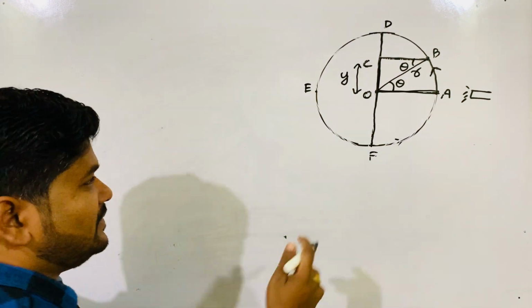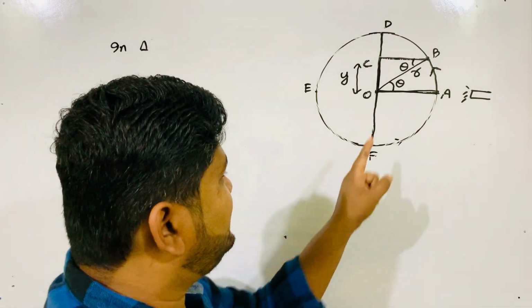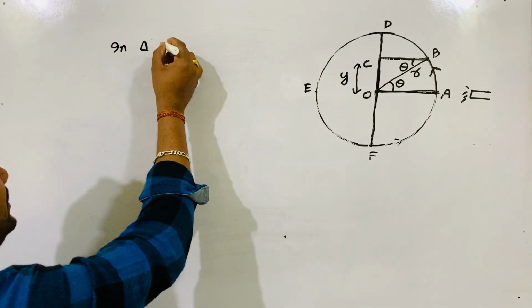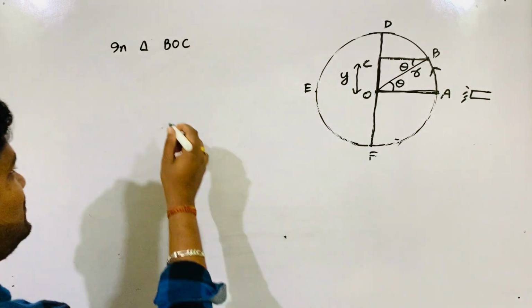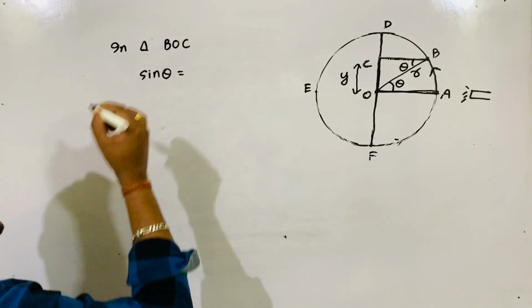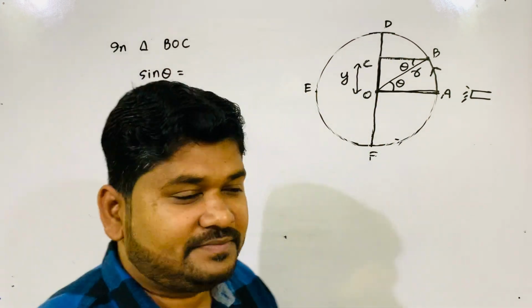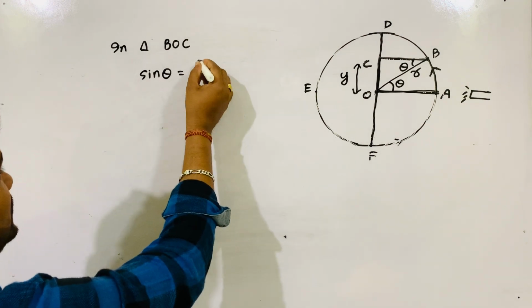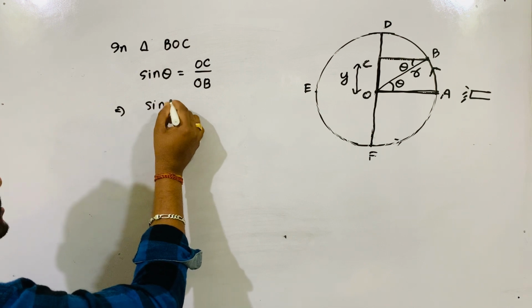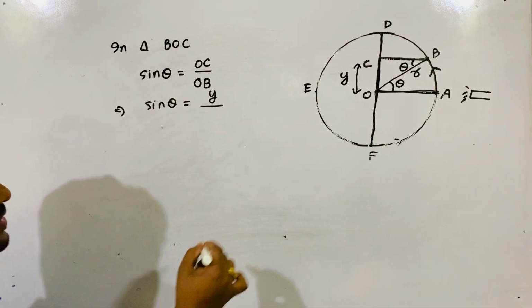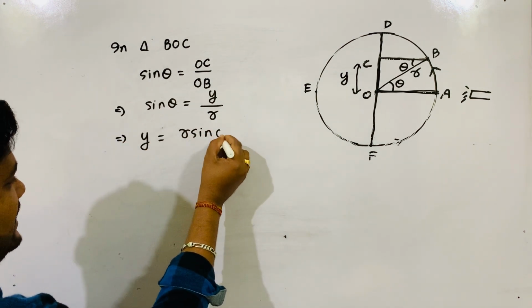Now use the sin theta formula in triangle BOC. In triangle BOC, how much is sin theta? Sin theta is equal to OC divided by OB. OC is y, OB is r. So y is equal to r sin theta.